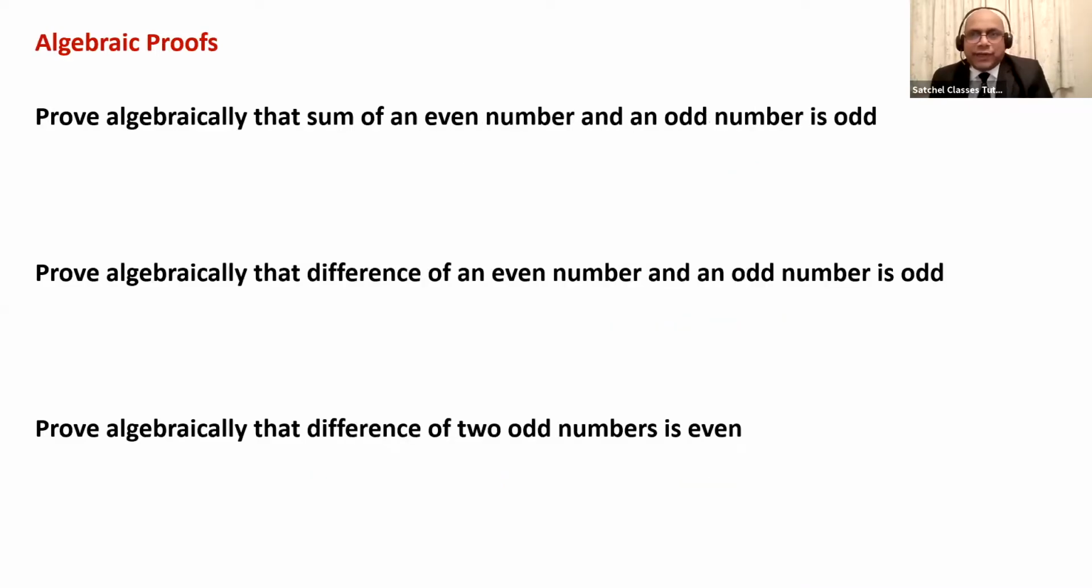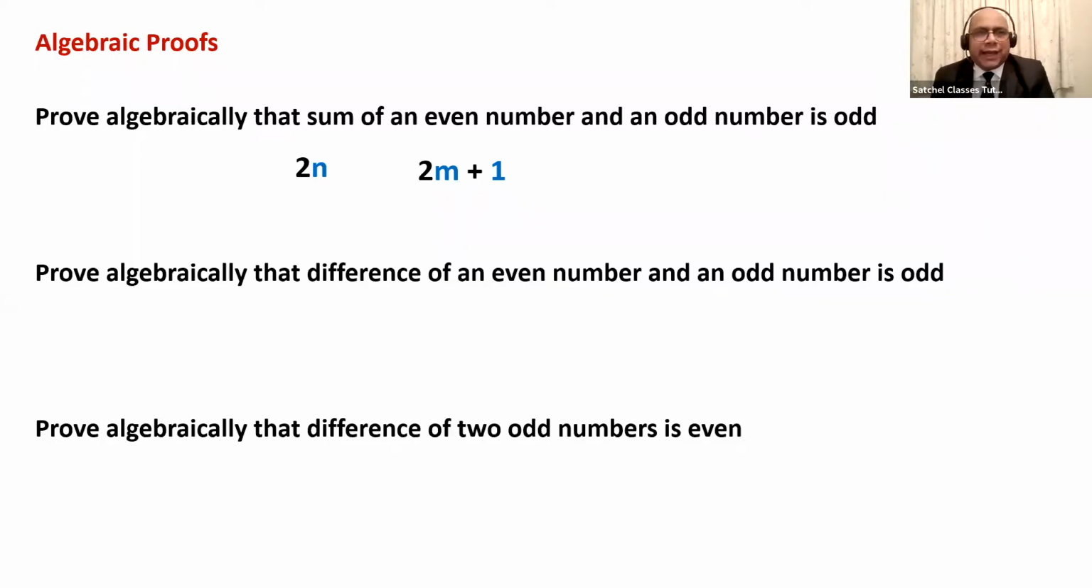Okay, let's take some more easy examples. Prove algebraically that the sum of an even number and an odd number is odd. Let's take the even number as 2n, an odd number as 2m plus 1. Okay, there cannot be any link between the two, so I change the letters as well. One of them is 2n because that's even. The other one is 2m plus 1 because that's odd.